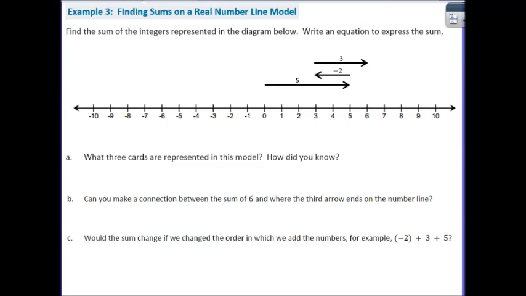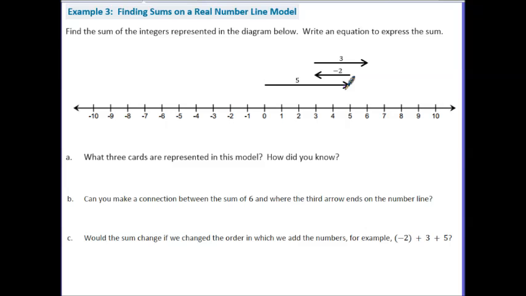In example 3, they ask us to find the sum of the integers represented in the diagram below and write an equation to express the sum. Okay, let's take a look at example 3. What they've done is they've broken the steps down into 3 different parts so we can see what are the things that we should start to think about when we're asked this type of question.